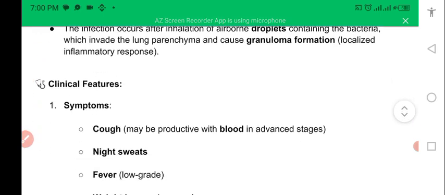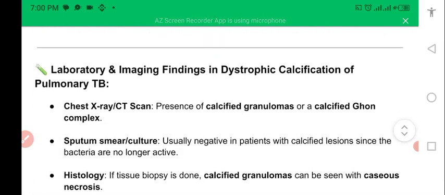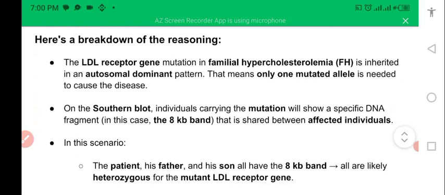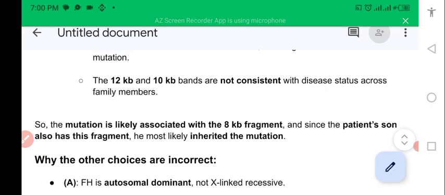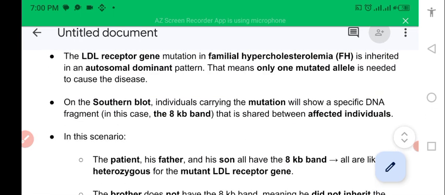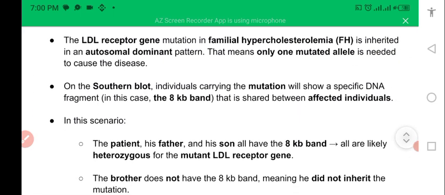Okay, so we have seen primary TB, and we have seen dystrophic calcification. So this one is LD.